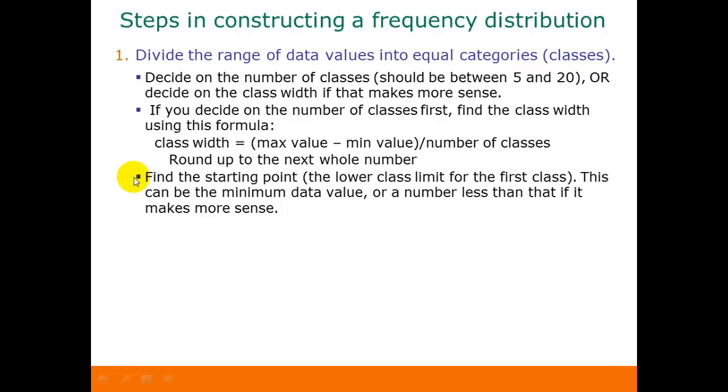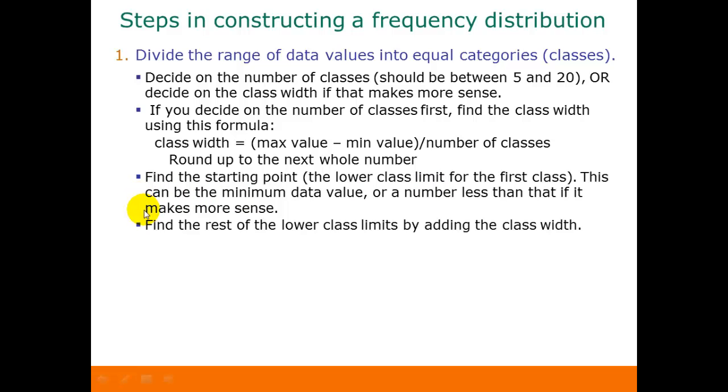Once we have found our class width, then we need to find a starting point, or the lower class limit for our first class. This can either be the minimum data value, or it can be a number less than that, if that makes more sense. Once we have that initial lower class limit, we find the rest of the lower class limits by adding the class width on.